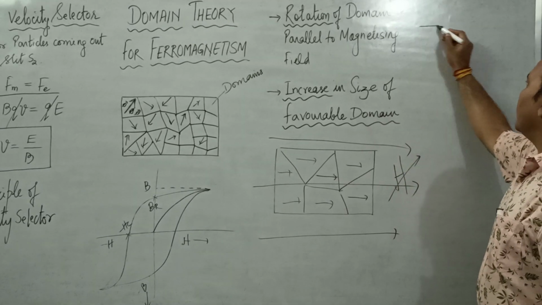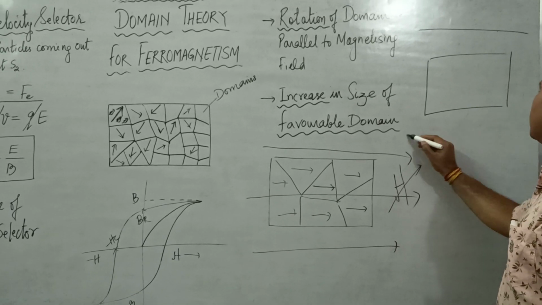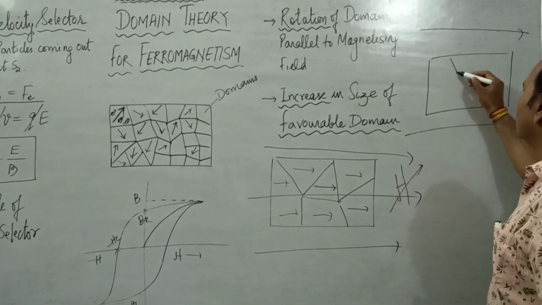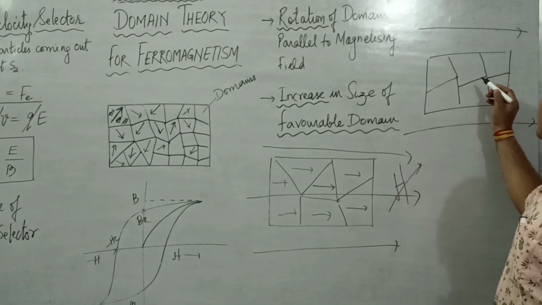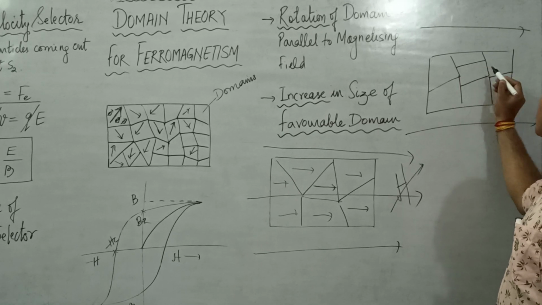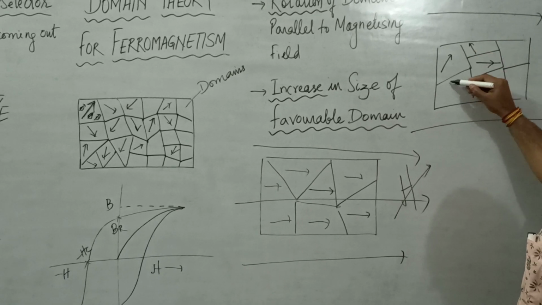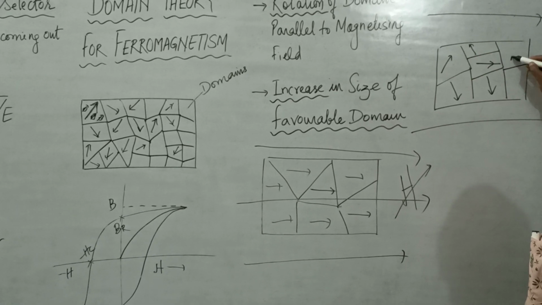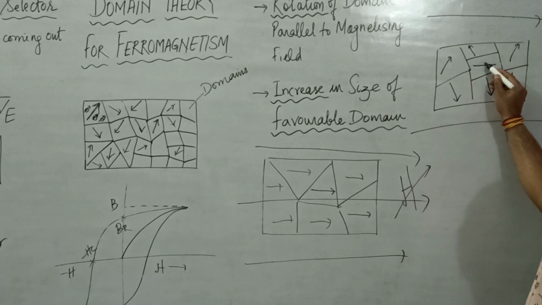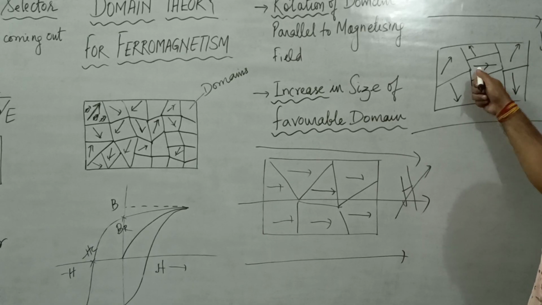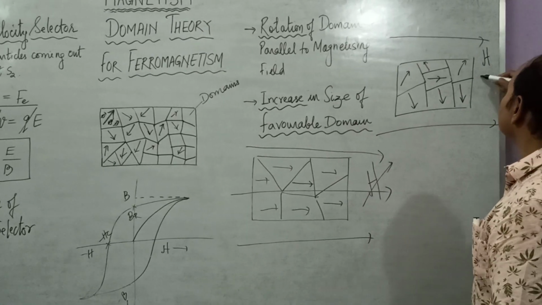Well, we can also explain it by the change of the size of the favorable domain. If this is your magnetizing field and this is the ferromagnetic substance placed in it, what happens? These are the domains of the ferromagnetic substance. Whichever domain has its dipole moment parallel to the magnetizing field is called the favorable domain. So, which one is the favorable domain? The domain where the dipole moment is parallel to the magnetizing field is called the favorable domain. And the size of this favorable domain increases as we increase the value of H.